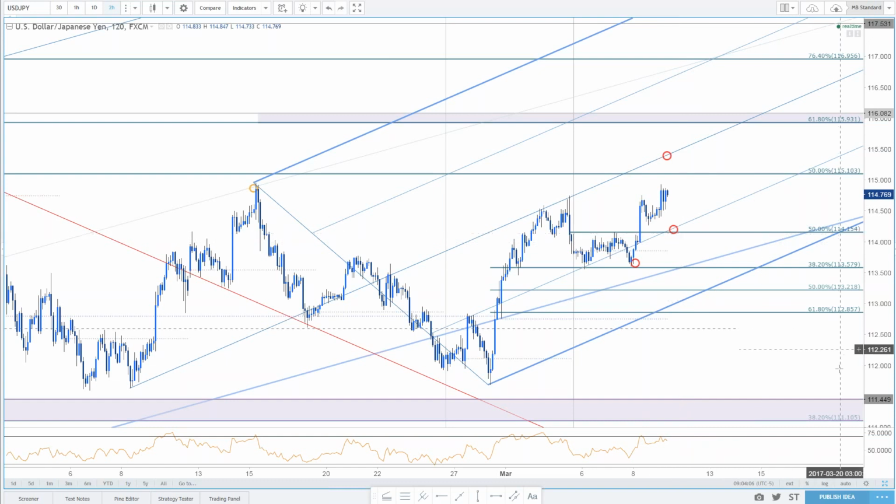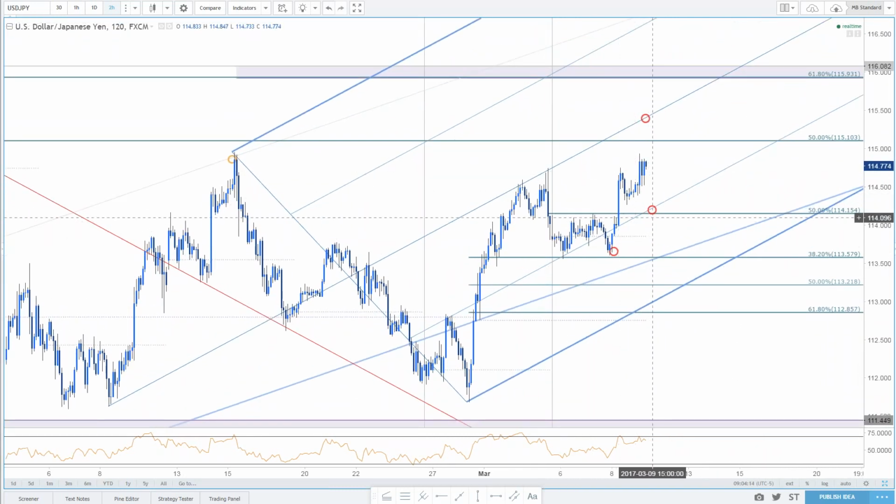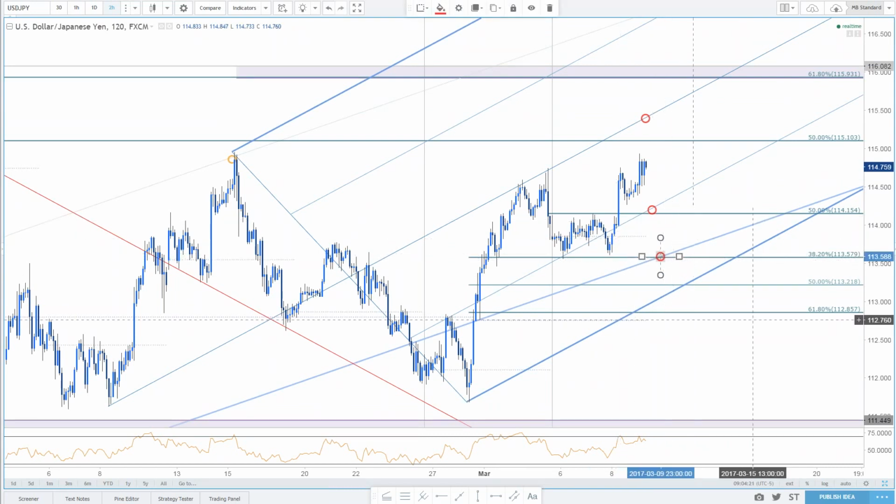Tomorrow's NFPs, 114.15. Dollar yen is typically a strong reactor to U.S. data. So a drop into this would be an interesting move heading into tomorrow. You stay constructive on the broader trade, you have to, while above the weekly lows, obviously. But 115, depending on where we are in time, the median line would be your next topside objectives.